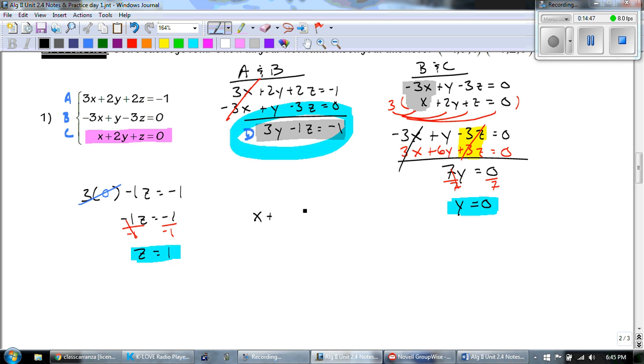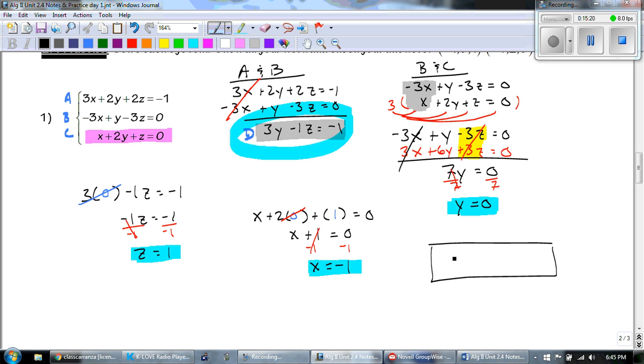So we have x plus 2 times 0 plus z equals 0. So we're going to plug in a 0 for y and a 1 for z. Well, 2 times 0 is 0. We have x plus 1 equals 0. And to subtract 1 from both sides, we get that x equals -1. Cool, so I've got all of the variables. Now I can just write them in their ordered pair. So we got -1, 0, 1.